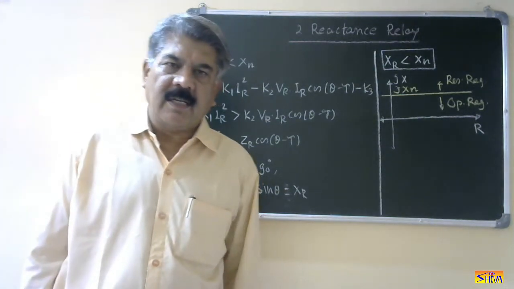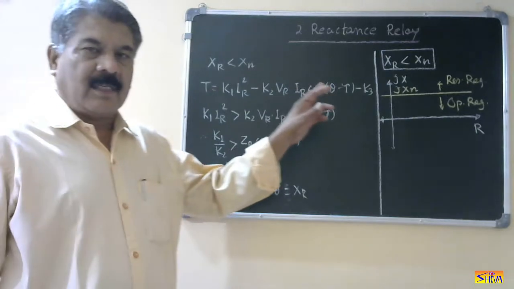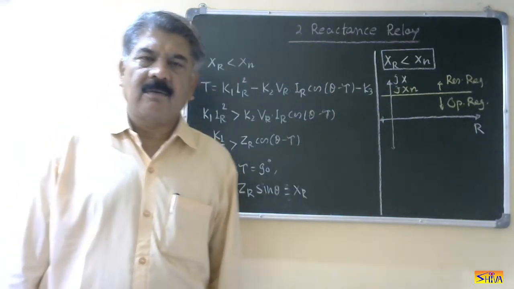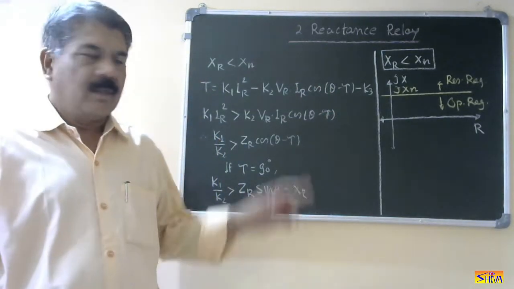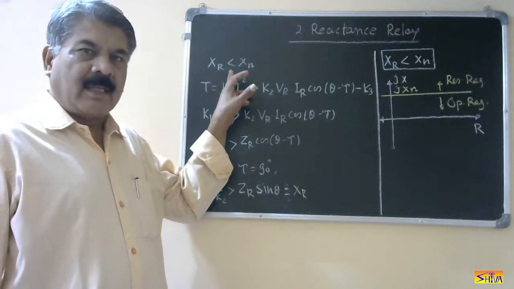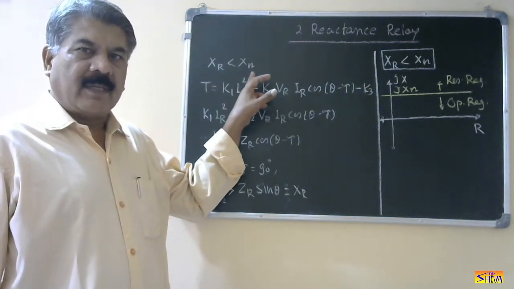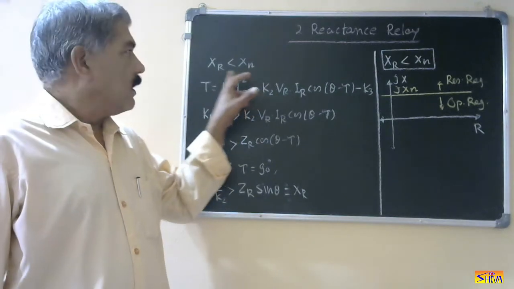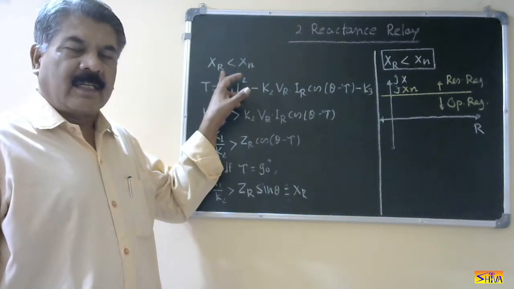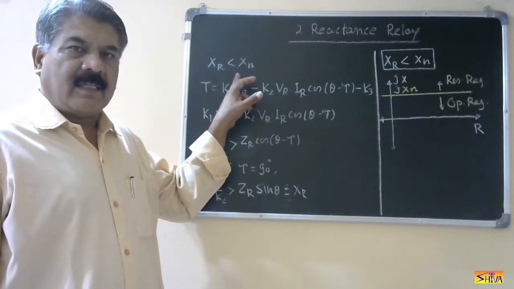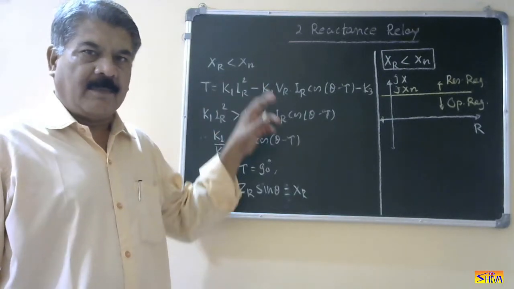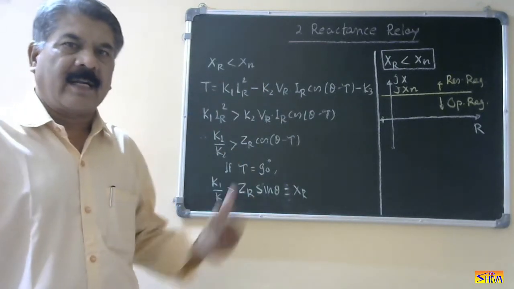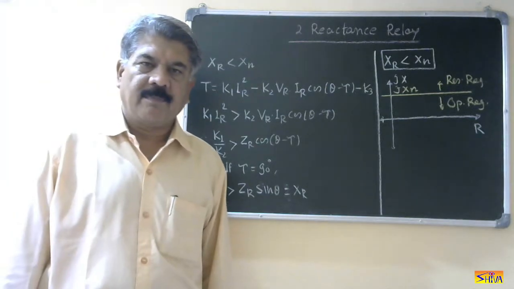So reactance relay, as the name suggests, are the relays which operate when the reactance measured by the relay is less than the reactance setting of the relay. XR is the reactance measured by the relay and XN is the reactance setting of the relay. Now let us see how this characteristic is generated.